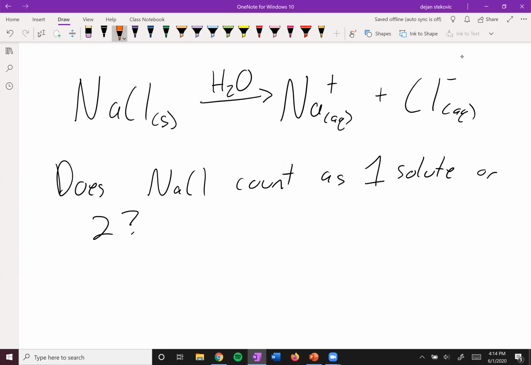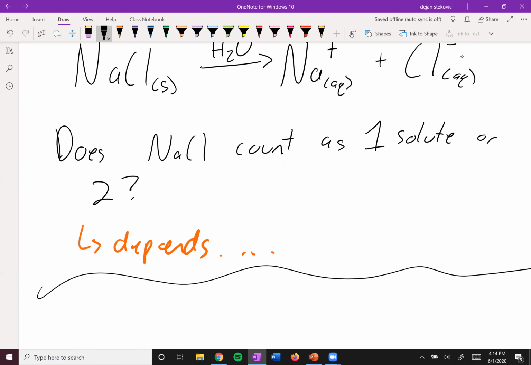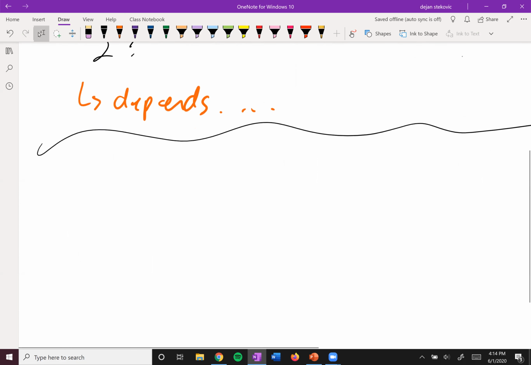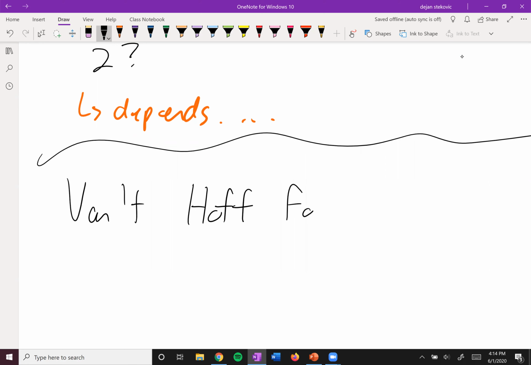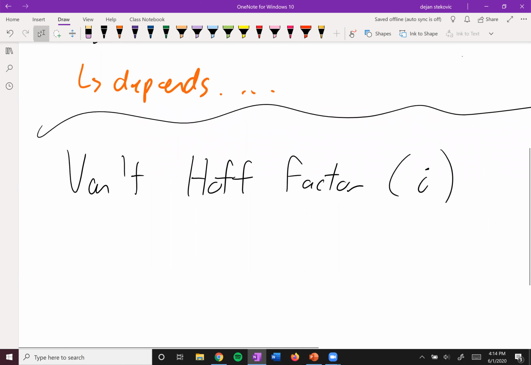And the truth is it kind of depends. As always, it's not that simple. But overall, it's going to be closer to 2. And so let's take a look at that. So what this is known as is the Van't Hoff factor. Very cool name, not that cool of a discovery. It gets the symbol i, so that's the Van't Hoff factor.